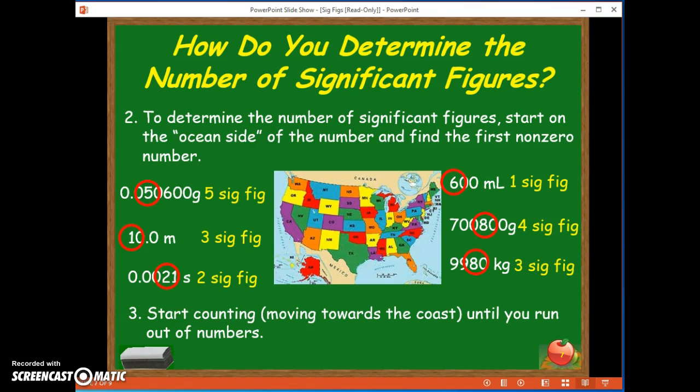If there's a decimal absent, you start from the right, start counting after the first non-zero, everything to the left counts. If your decimal is present, you count from the left side. The first non-zero you hit, everything after that counts. That's how it works.